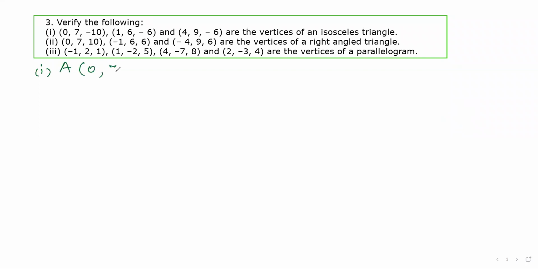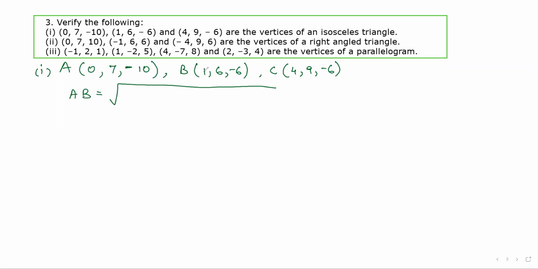Let these be points. A is (0, 7, minus 10). B is (1, 6, minus 6). C is (4, 9, minus 6). If you calculate AB, it will be equivalent to root of (x2 minus x1) whole square, which is 1 minus 0. And in every question, you're supposed to mention the formula at every stage. I'm not mentioning it, but you should mention it. 6 minus 7 is minus 1. Let's write them.